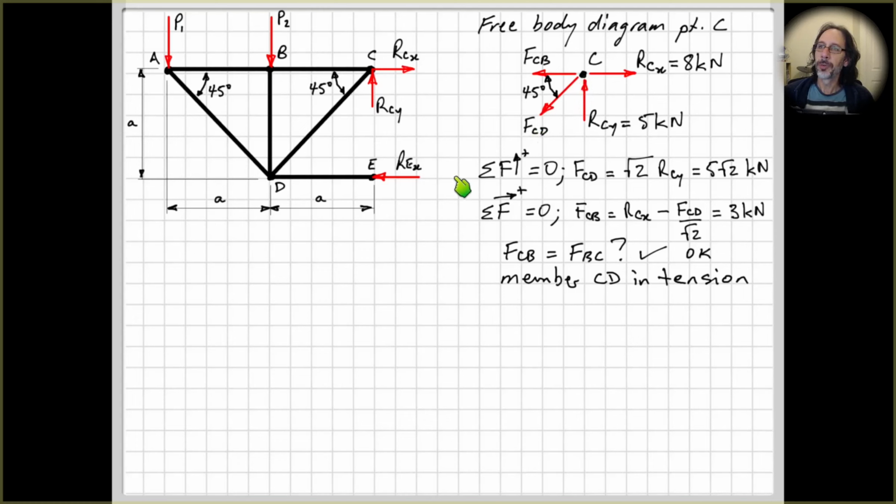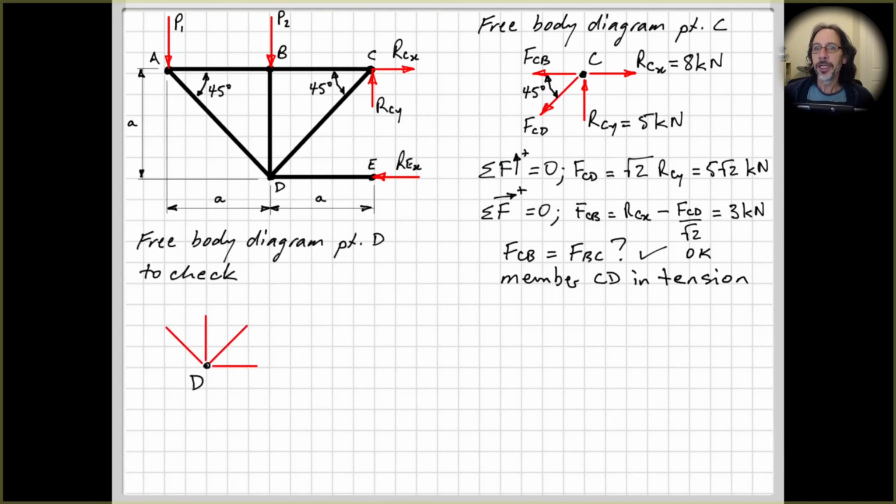So therefore equal and opposite on the end of the member CD must be pulling upwards. Right, so therefore stretching it, putting it in tension. Okay, so let's do a free body diagram of point D and check using that. So drawing our free body diagram. Okay, so I've started here with FCD or FDC equal and opposite what we calculated up here.